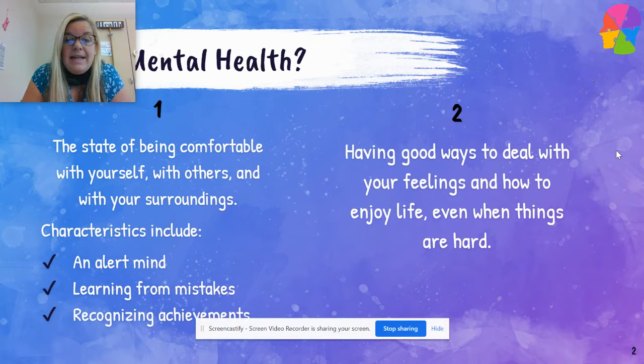On the right side is another definition for mental health, having good ways to deal with your feelings and how to enjoy life even when things are hard. This definition on the right side, number 2, comes from the Walk in Our Shoes website that we will be exploring later today.